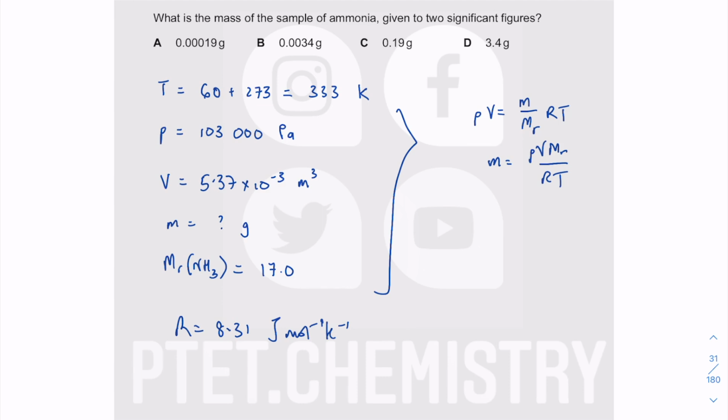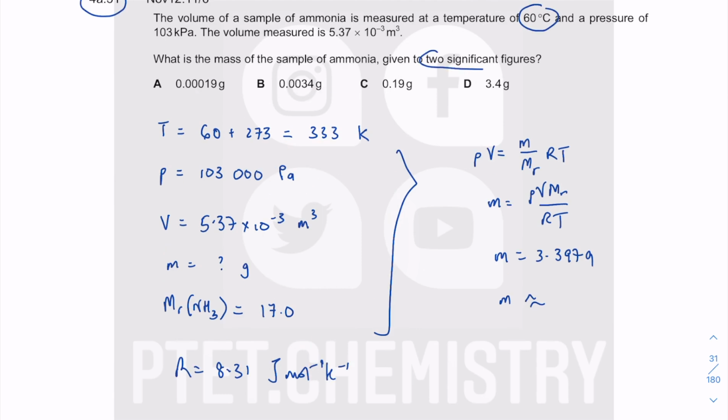So 103,000, so there's no point of me writing them in anymore. But once I've got everything sorted out, once I rearrange the formula, then I can be nice and happy to put everything into my calculator. So 103,000 Pascal times 5.37 times 10 to the minus 3 times 17.0 divided by 8.31 divided by 333, and what I obtain is 3.3979 gram, and they want it to only 2 significant figures, so that's 3.4 gram.